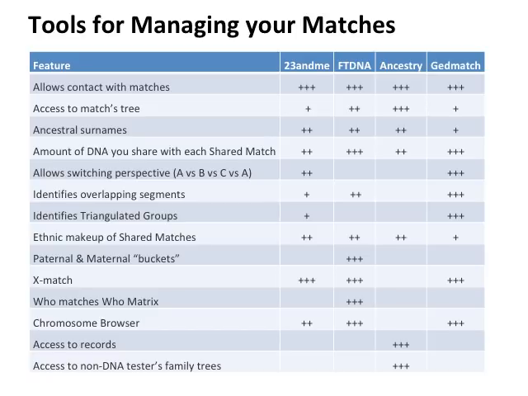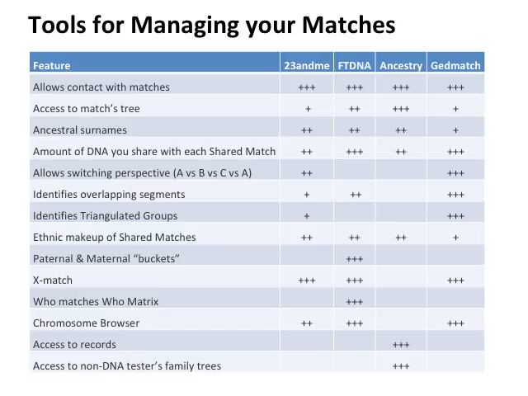Now, comparing the various websites, and I haven't put up MyHeritage, but these are a variety of different tools for managing your matches. And I've kind of summarized it into this table here. And because this is going up on YouTube, you'll be able to stop the video at this point in time and look at this more closely, should you wish. But each of the companies allows you to contact your matches, gives you access to the match's tree, gives you ancestral surnames, gives you the amount of DNA you share with each of your shared matches.